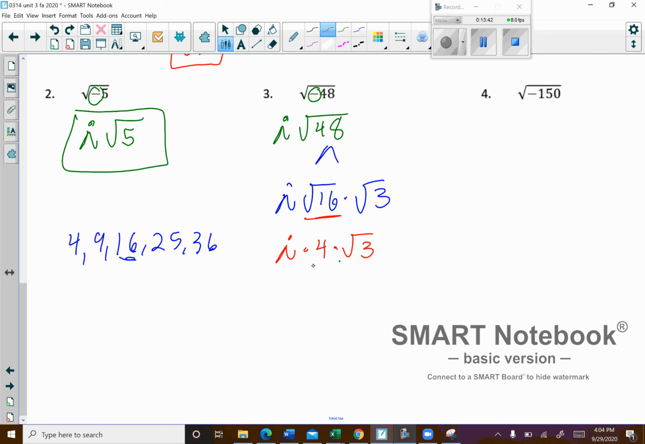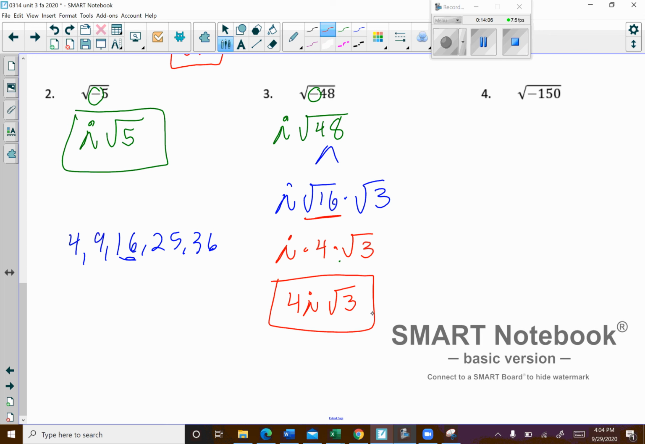But traditionally, what we'll do, it looks a little bit nicer, is write 4I and then the square root of 3 like that. The square root always goes on the back end. You don't want to put the I back there because it might look like the I is part of the square root. Technically, it's not wrong, but like I said, this is the traditional format right here.